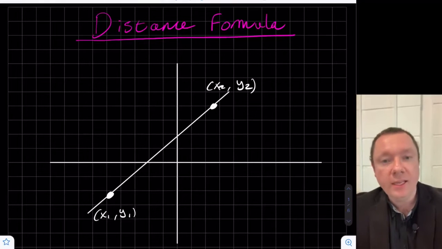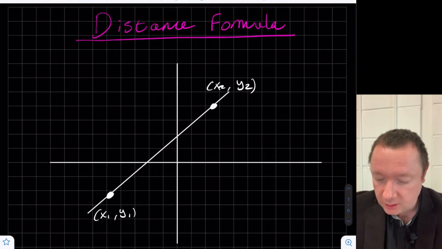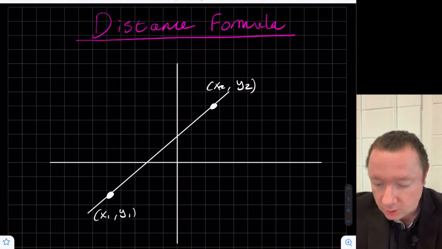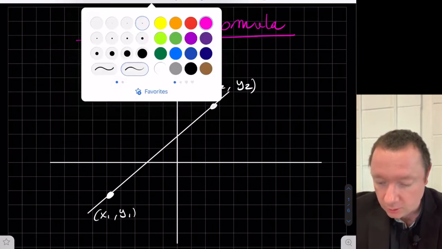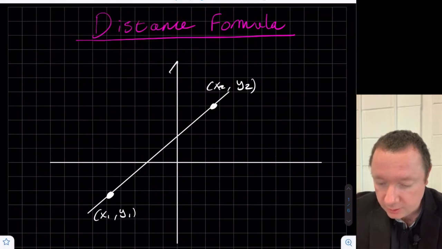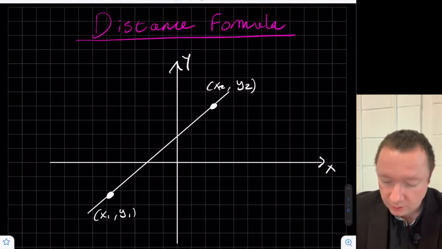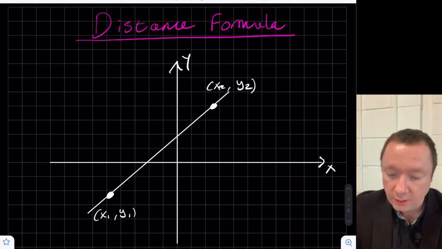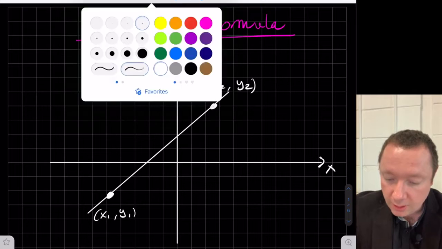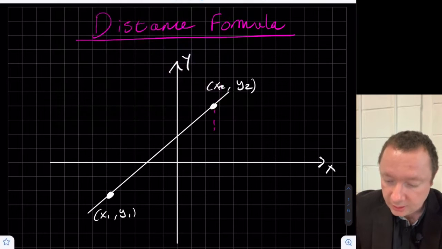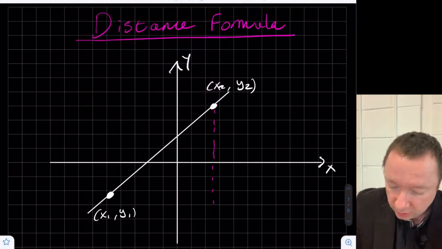Distance form is just a way to visualize Pythagoras, essentially, to find the distance between 2 points. So let's say I've drawn a line on a coordinate grid. Let's call that coordinate grid y and x, just to be clear. And we've plotted 2 points: point 1, which is x1, y1, and point 2, which is x2, y2. And it's a diagonal line. Well, I could make a right angle triangle by doing this.